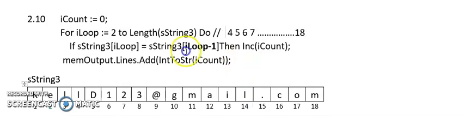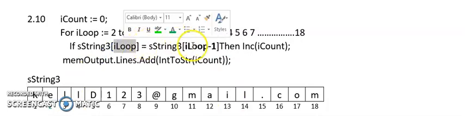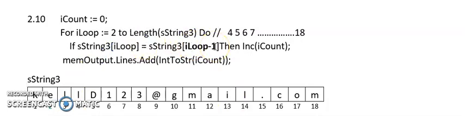Eventually the loop variable will become 4. So we're looking at the 4th character and comparing it to character 4 minus 1, that's 3. So the 4th character and the 3rd character. Okay, now finally we do have a match, because they are equal. So count would go up by 1.